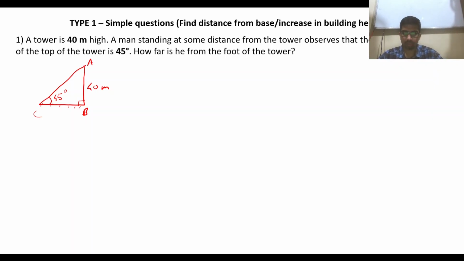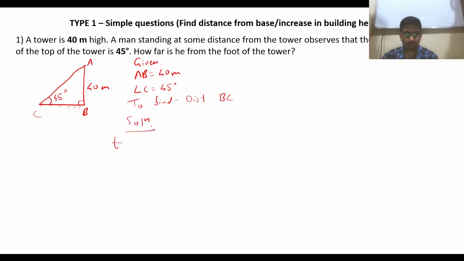So let's write the given part first. Let's see what is given. So given, AB is 40 meters and angle C is 45 degree. You have to find how far is this person from the foot of the tower. This is the tower. The foot of the tower means the base of the tower. The base of the tower is point B. So you have to find distance BC. So in height and distance, generally we have got tan formula.